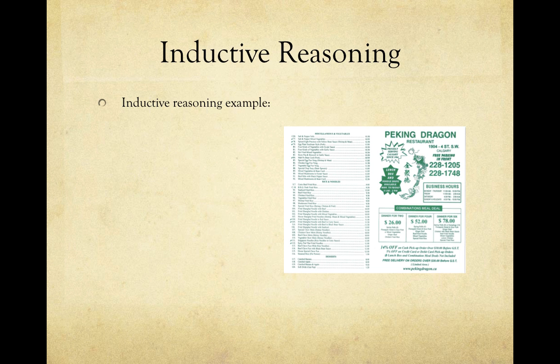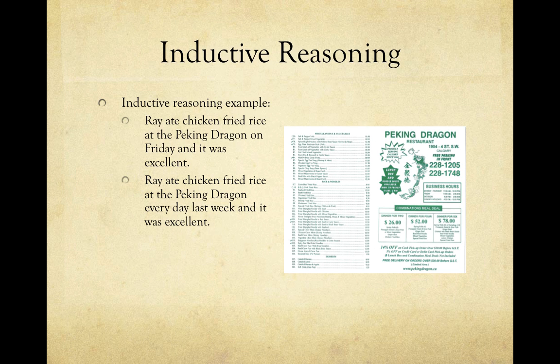Here's an inductive reasoning example. Ray ate chicken fried rice at the Peking Dragon on Friday, and it was excellent. Ray ate chicken fried rice at the Peking Dragon every day last week, and it was excellent. Conclusion: the chicken fried rice at the Peking Dragon is always excellent.